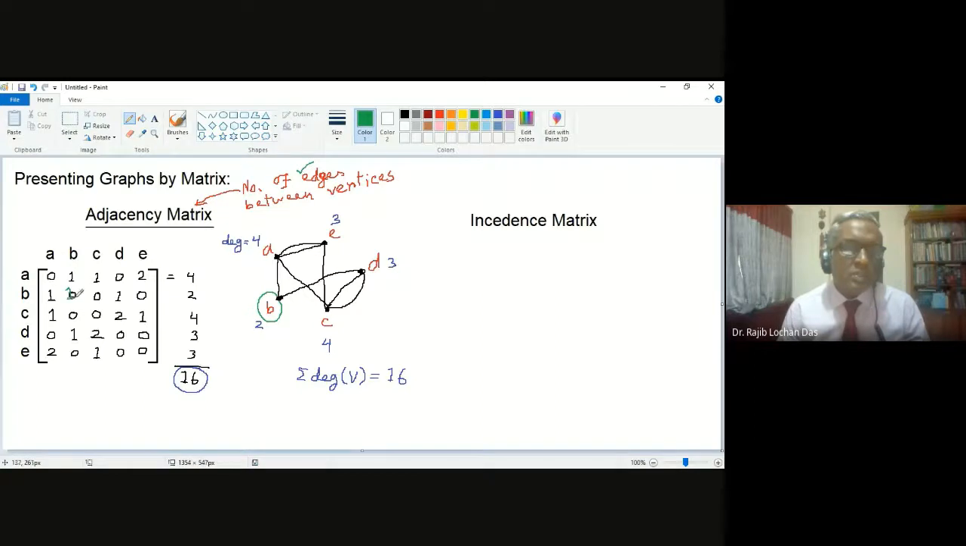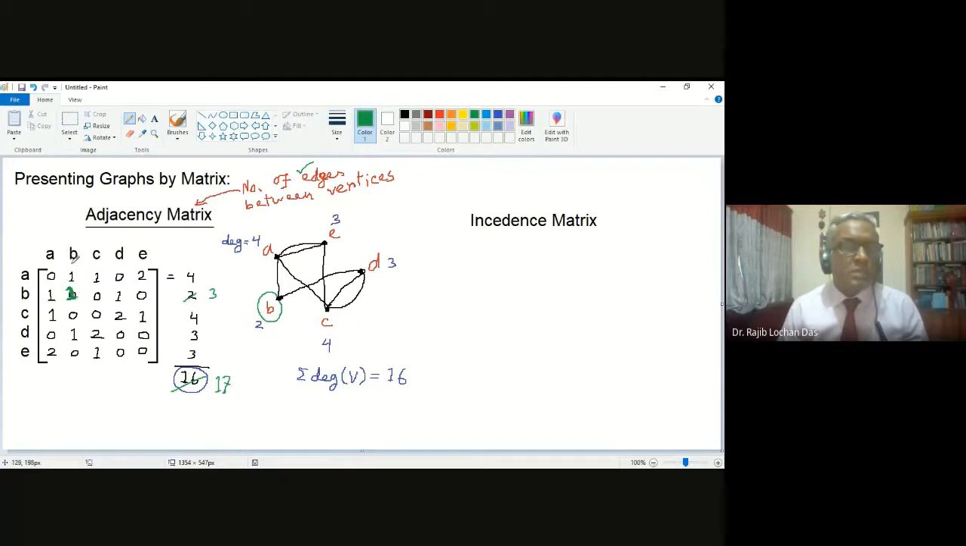So this number will be 1. When you have this number as 1, it is counted only one time. Actually, this will be 3, and the total number will be 17, because there is no other option for B to B.